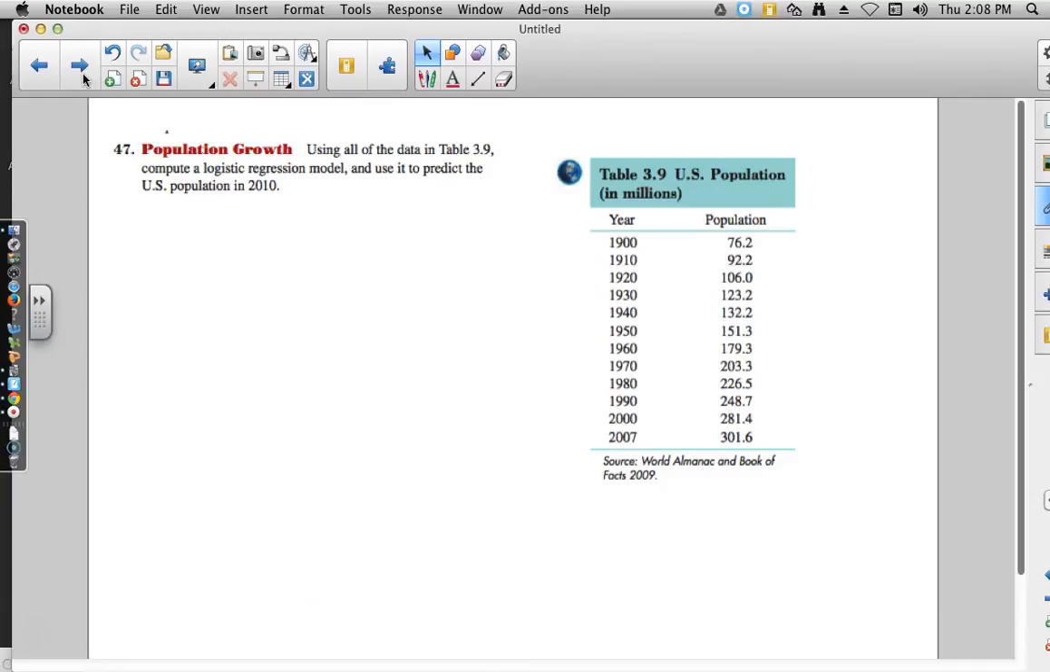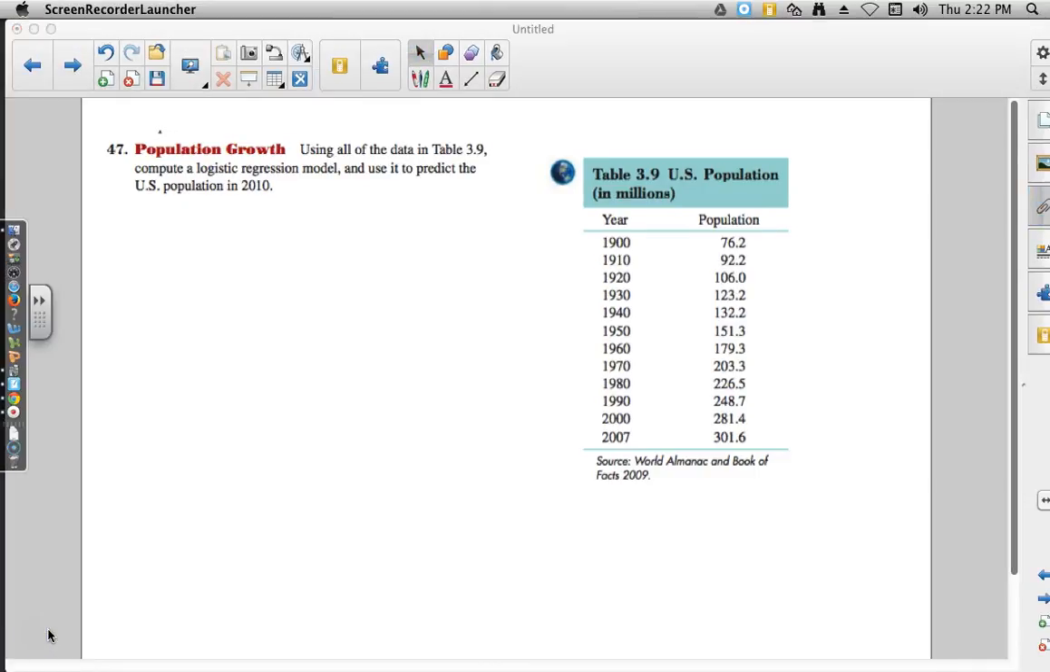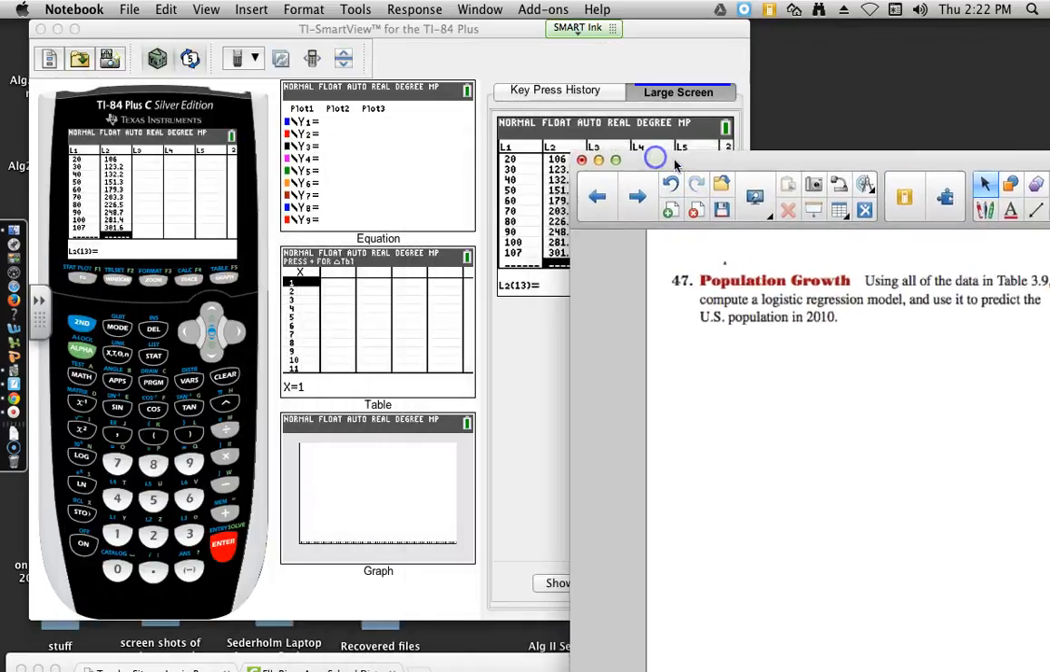For number 47, I'm going to have to enter these into the table and then get back. This is a problem we had previously done. I believe it's just exponential growth. This example says we're using all of the data in table 3.9, but we're going to compute a logistic regression model and use it to predict the U.S. population in 2010. I already went ahead and put the data in.